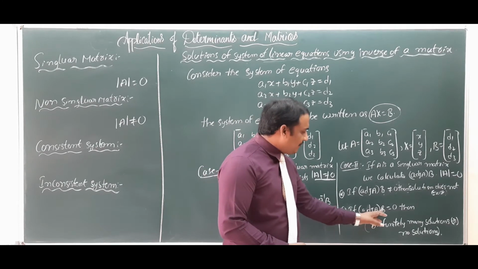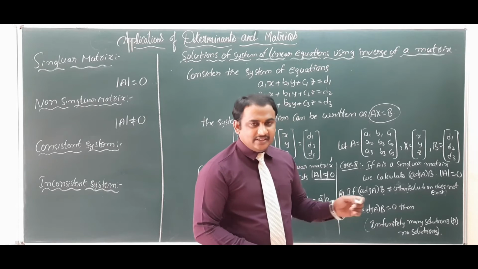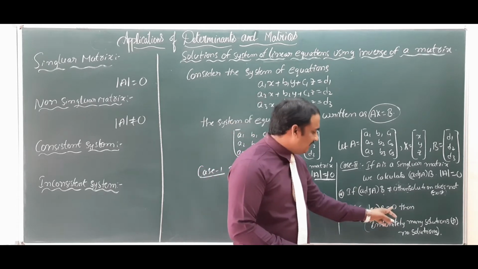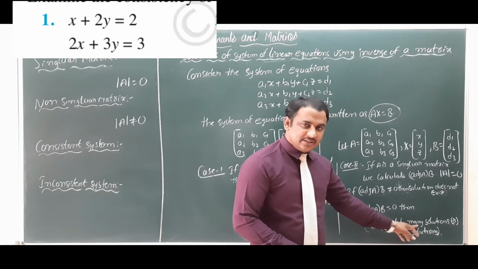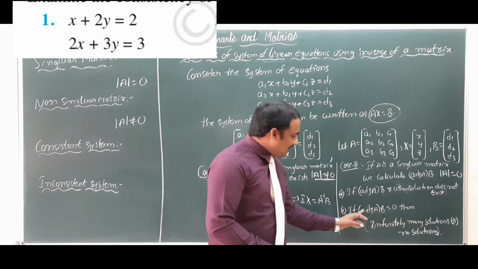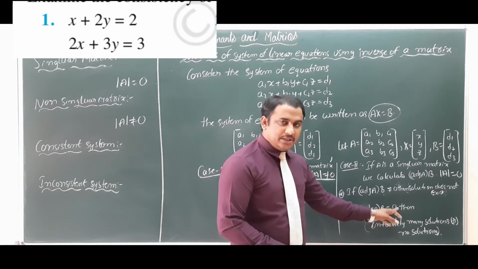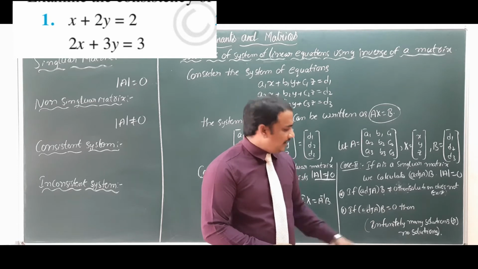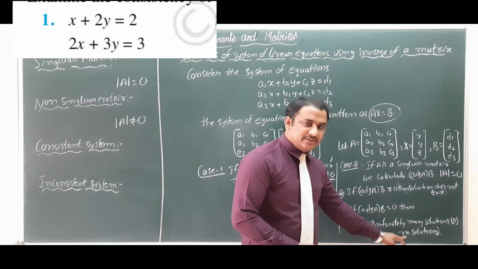Suppose adjoint of A into B equal to 0 and the system is consistent. Consistent means infinitely many solutions. Next, if adjoint of A into B equal to 0 and the system is inconsistent, inconsistent means no solutions.